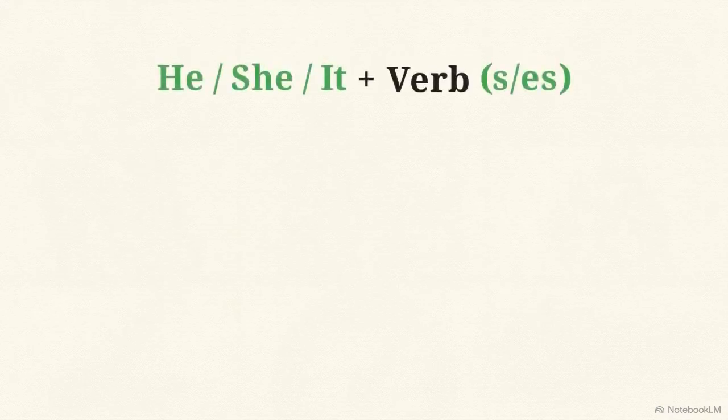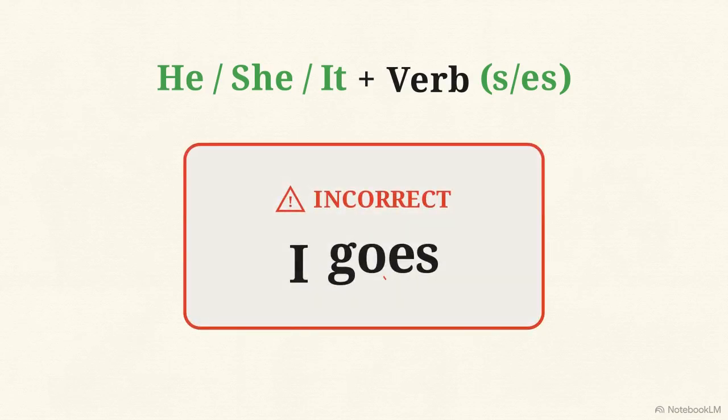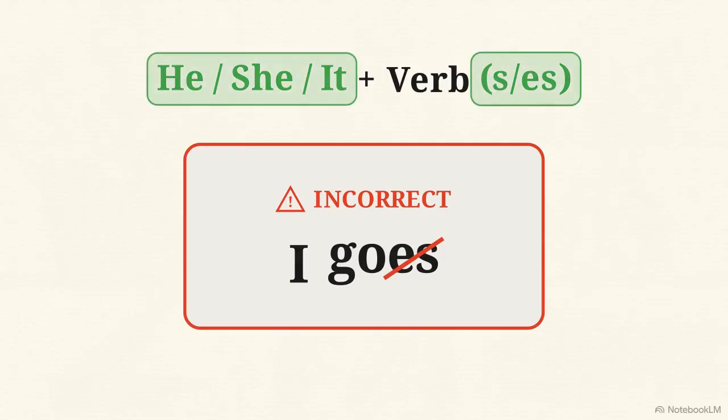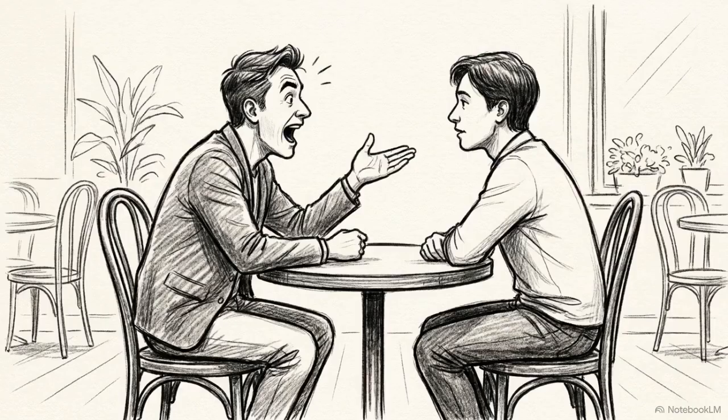It is important to remember that this rule does not apply to the pronouns I or you. Saying I goes is a frequent overcorrection. The s ending is reserved for the third person singular only. Mastering this distinction eliminates one of the most frequent errors that occur in daily English conversation.